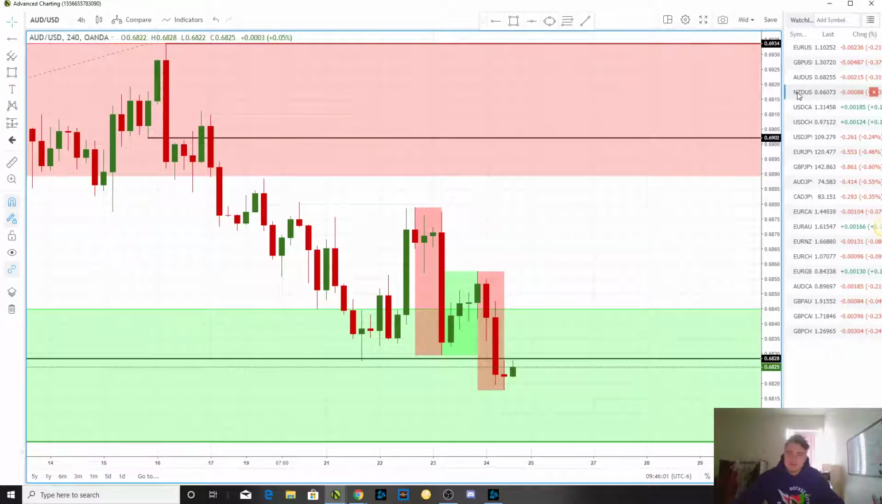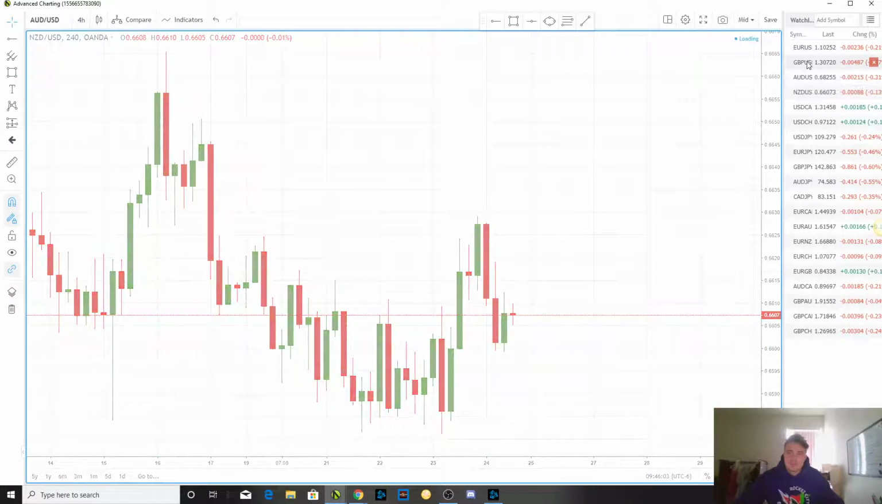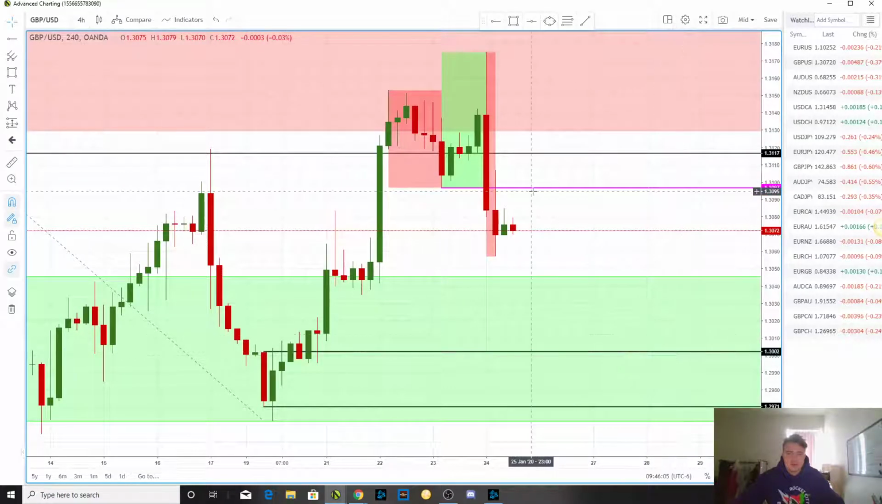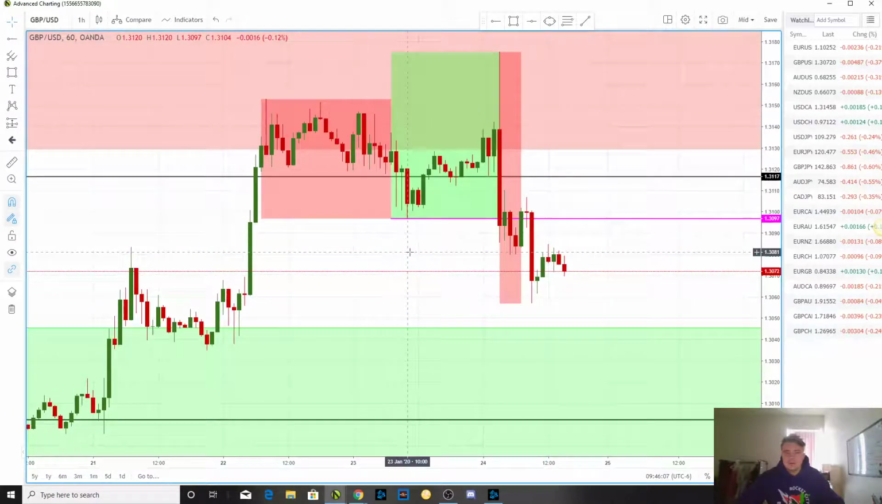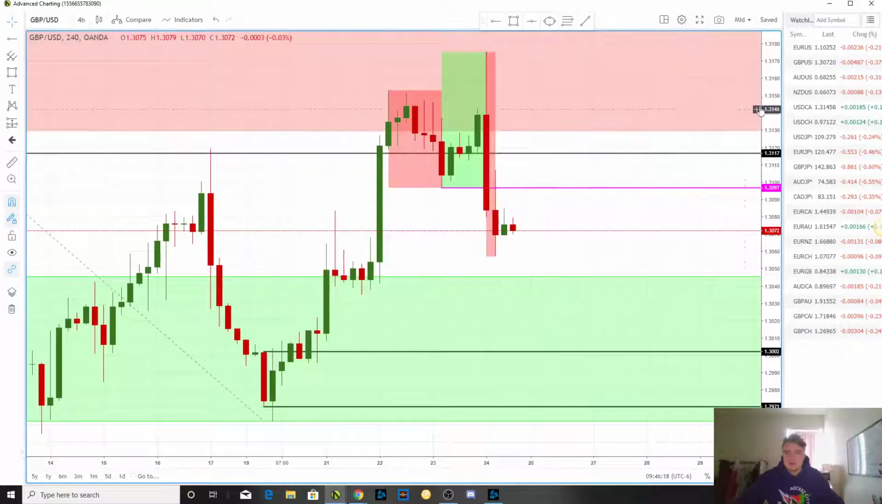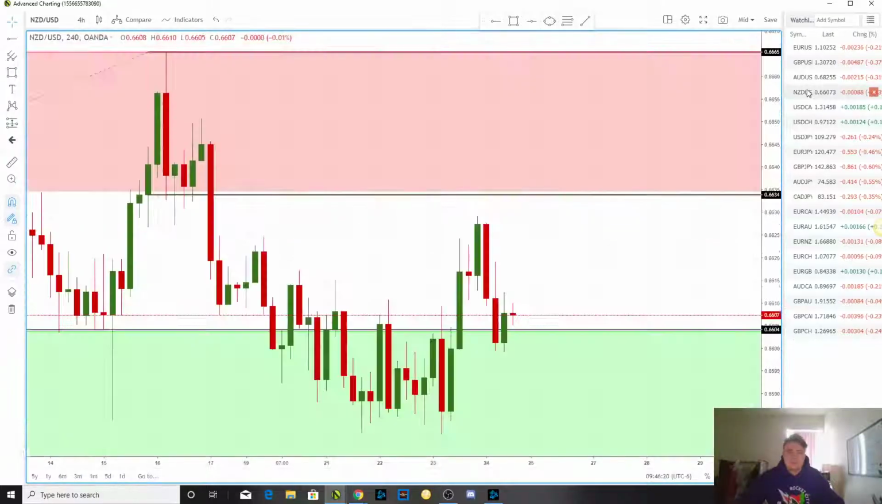Alright, same thing with the Aussie. I guess if I'm doing the trades too, I've got to do the pound. Nothing really there. You could do this or this, but the breakout line is in the middle of the zone, so for me that's a no-go. Let's go into New Zealand dollar.